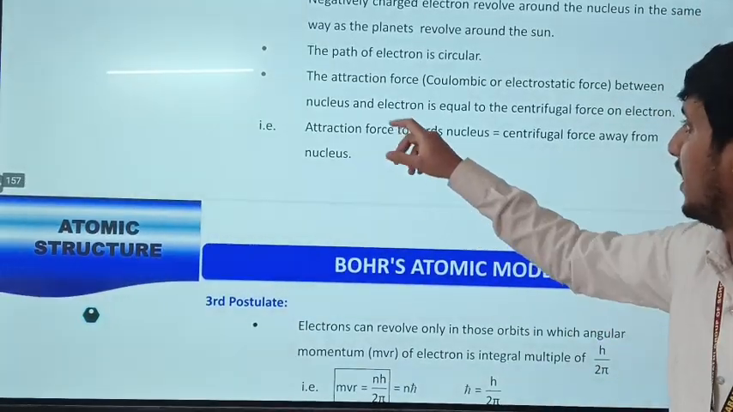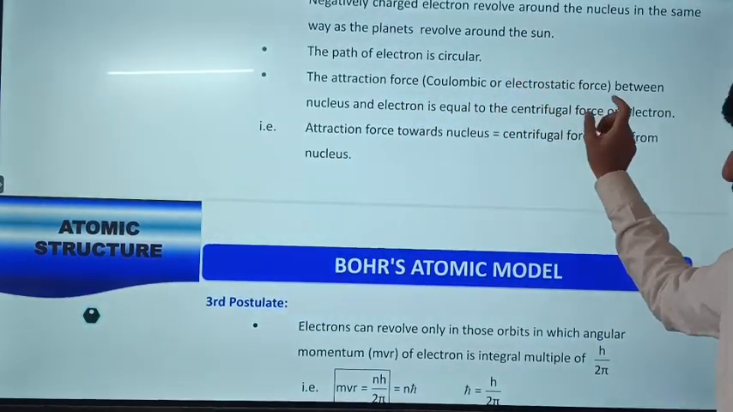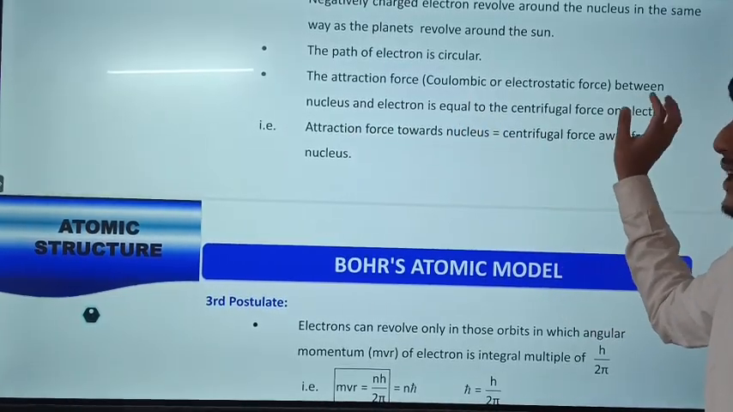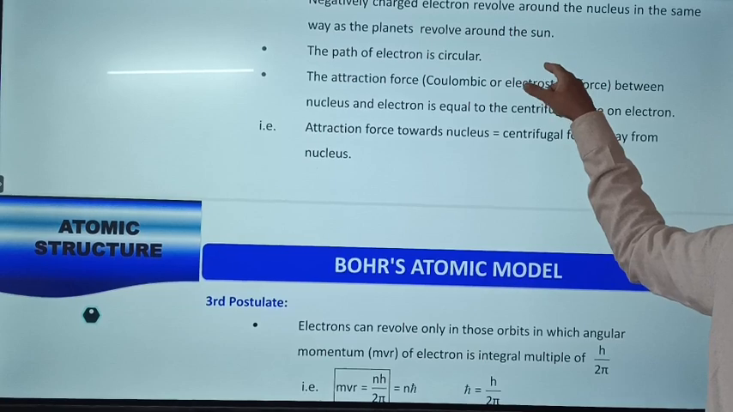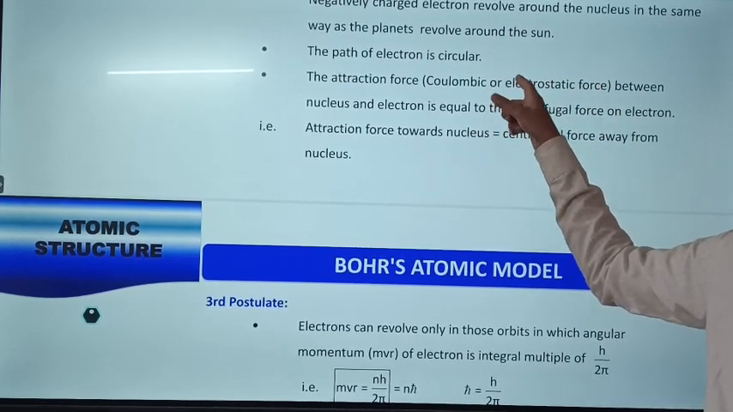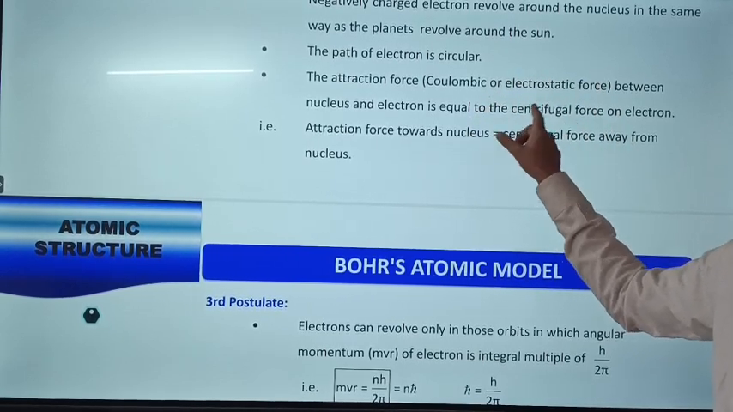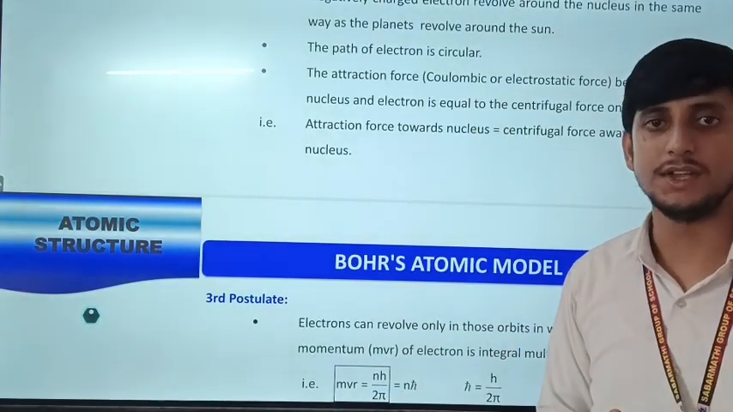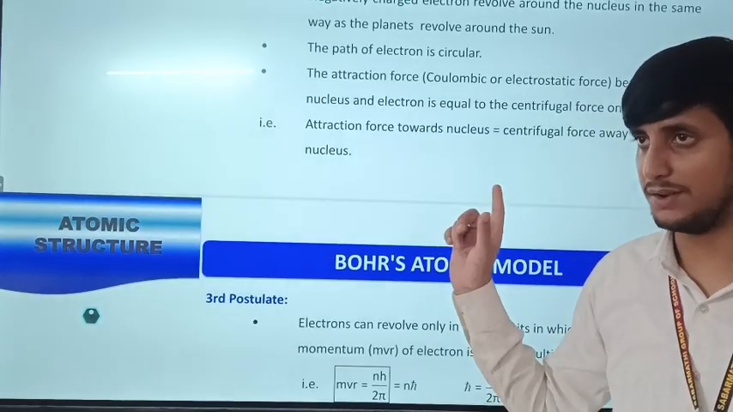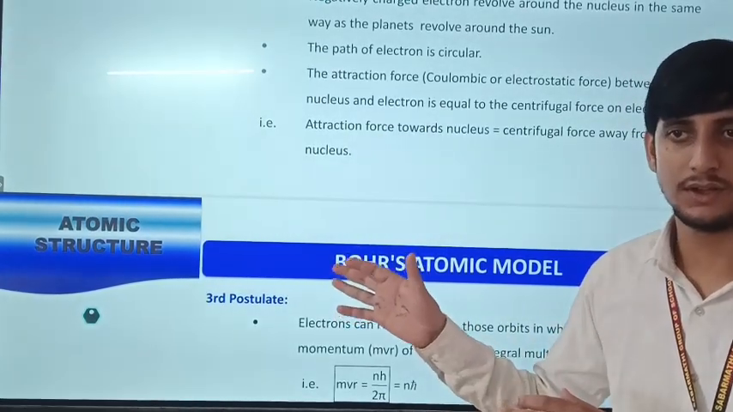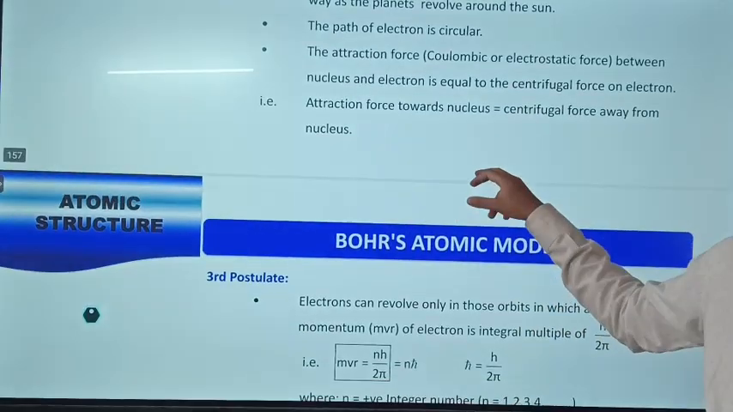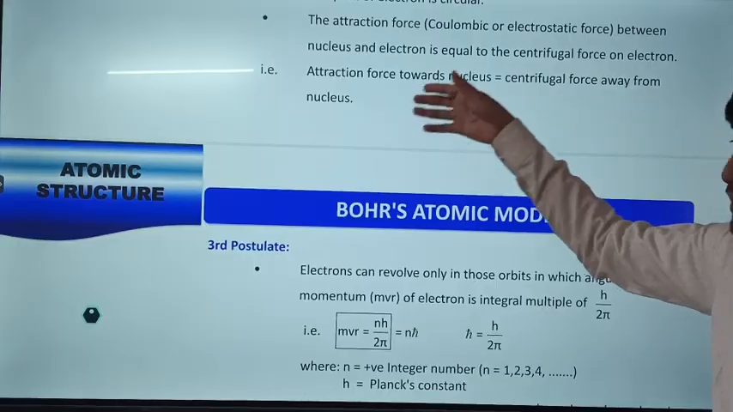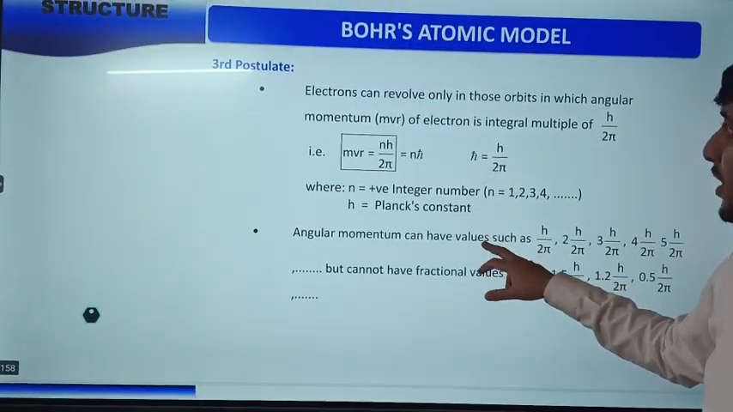The attraction force, Coulombic force or electrostatic force between the nucleus and electrons is equal to the centrifugal force. Kq1q2 upon r square is equal to m v square upon r. Centripetal force and centrifugal force are both equal. The centripetal force, electrostatic force or Coulombic force, and the centrifugal force m v square upon r. Attraction force is toward the nucleus, centrifugal force is away from the nucleus.